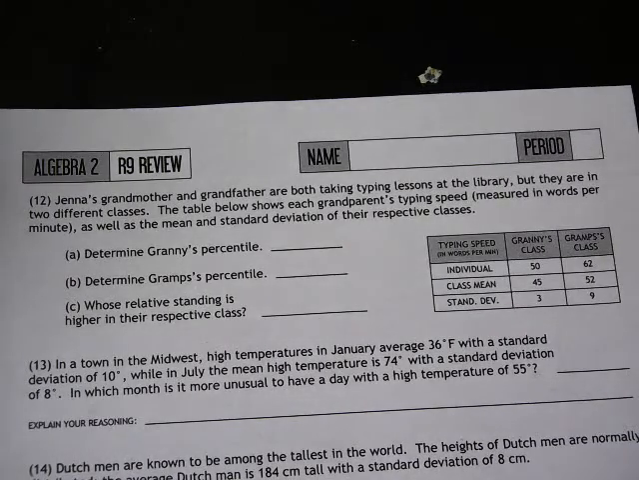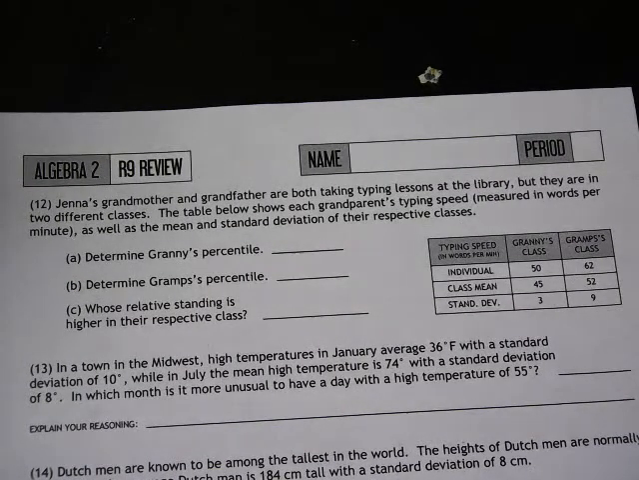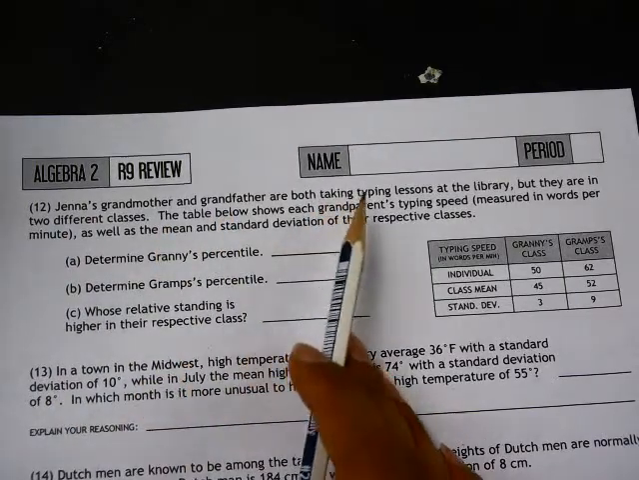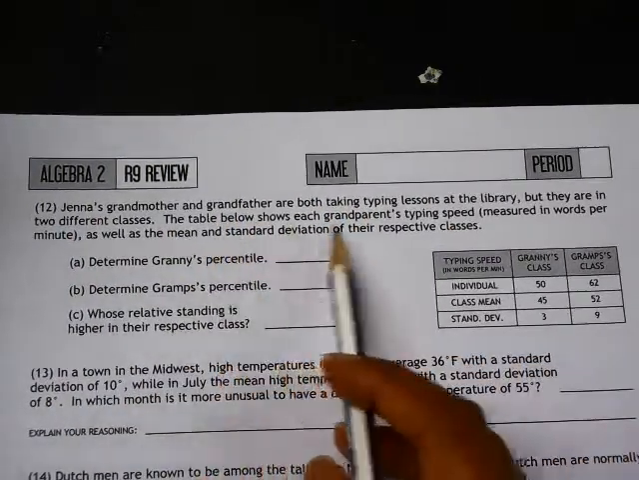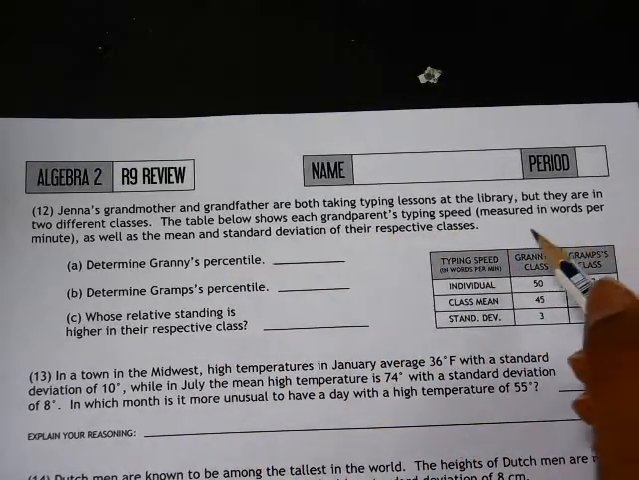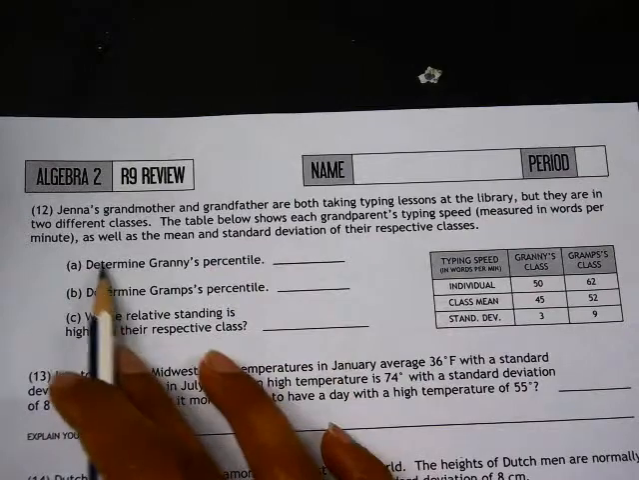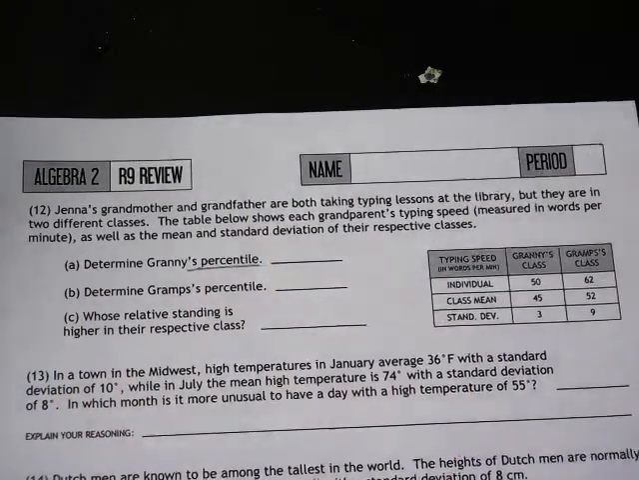This is the review for R9, Unit 9. Jenna's grandmother and grandfather are both taking typing lessons at the library. They're in different classes. The table below shows each grandparent's typing speed measured in words per minute, as well as the mean and standard deviation of their respective classes. We're looking here to find the percentile for each of them.